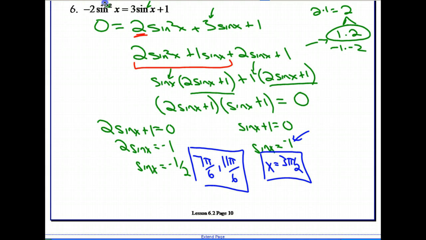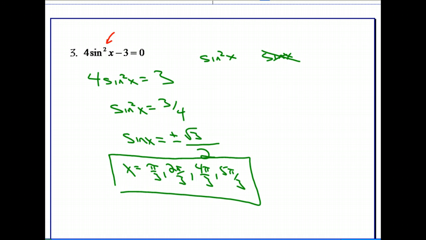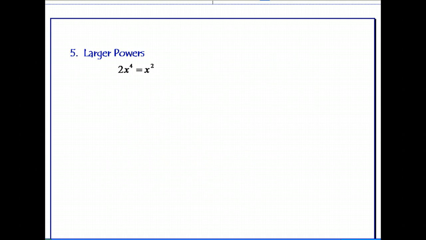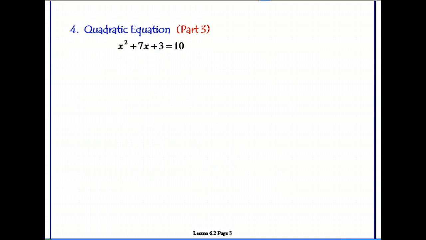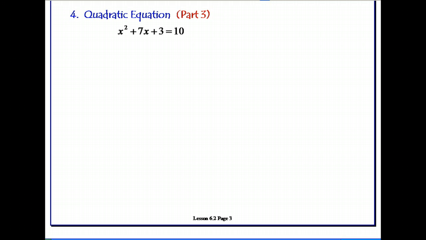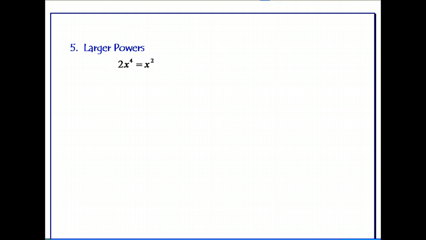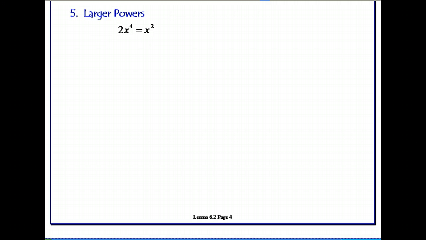Okay, I'm going to go slightly out of order here, but it'll be okay. We're saving the most difficult problem for the end. So come back to our algebra examples here. I'm going to let this one go for right now, the quadratic equation, part 3. That'll be the quadratic formula. And let's look at this. How do you handle an algebra equation with powers bigger than 2?